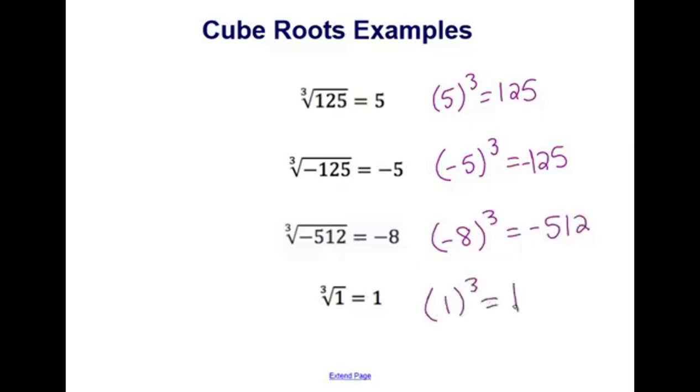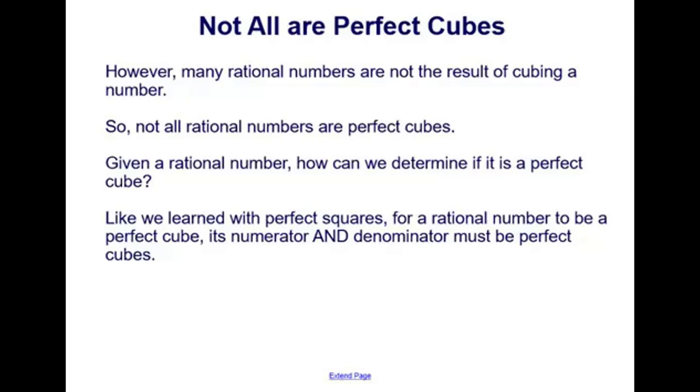equals 1. So notice our signs are matching up. When you cube a positive number, it equals a positive number. When you cube a negative number, it equals a negative number. So you just have to be careful of which one you're talking about and pay attention when you're taking that cube root. However, many rational numbers are not the result of cubing a number. So not all rational numbers are perfect cubes. So given a rational number, how can we determine if it is a perfect cube?